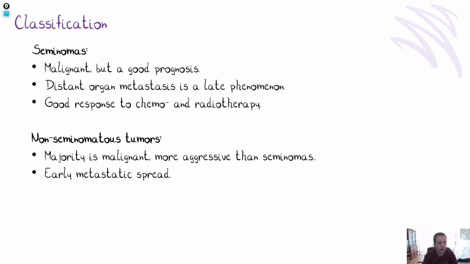Why are seminomas excluded? It's because the seminomas are malignant, but the prognosis is very good. The distant organ metastasis is a late phenomenon. If they metastasize, they usually spread into regional lymph nodes, and there is a good response to chemotherapy and radiotherapy. But the non-seminomatous group of tumors, if we talk about them as a whole group, the majority of them is malignant and more aggressive than seminomas. Again, there are exceptions. For example, some teratomas are benign, but as a group, they are usually more aggressive than seminomas with early metastatic spread.